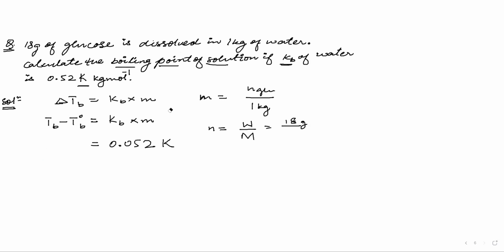Okay. Let us see the question for Mariam. Read that question. 18 gram of glucose is dissolved in 1 kg of water. You should know that if we have dissolved 18 gram of glucose, then the boiling point of the solvent will go up, it will increase.